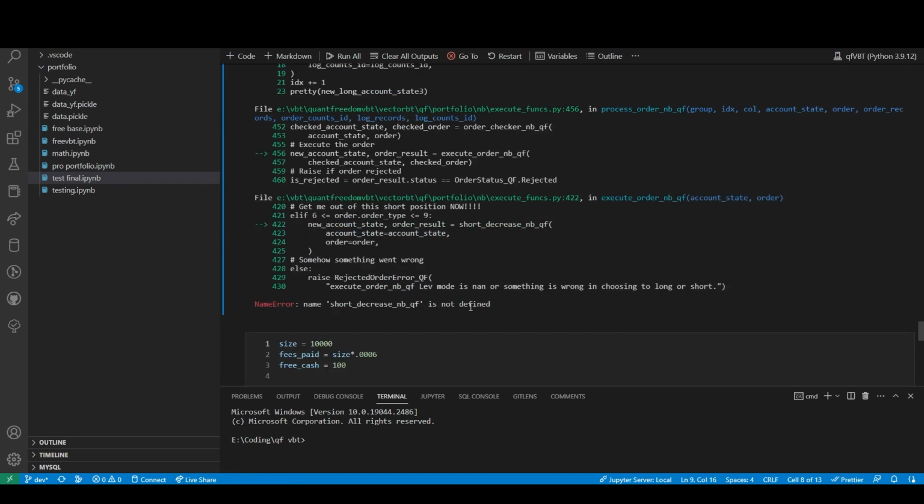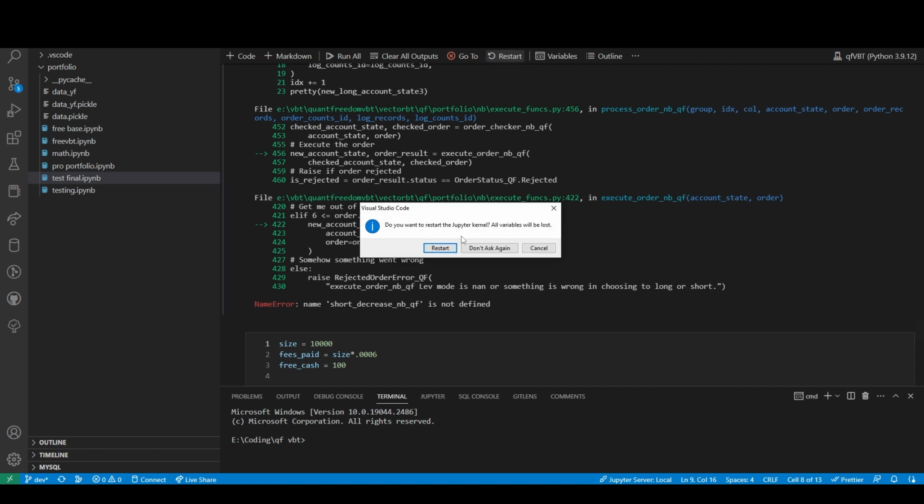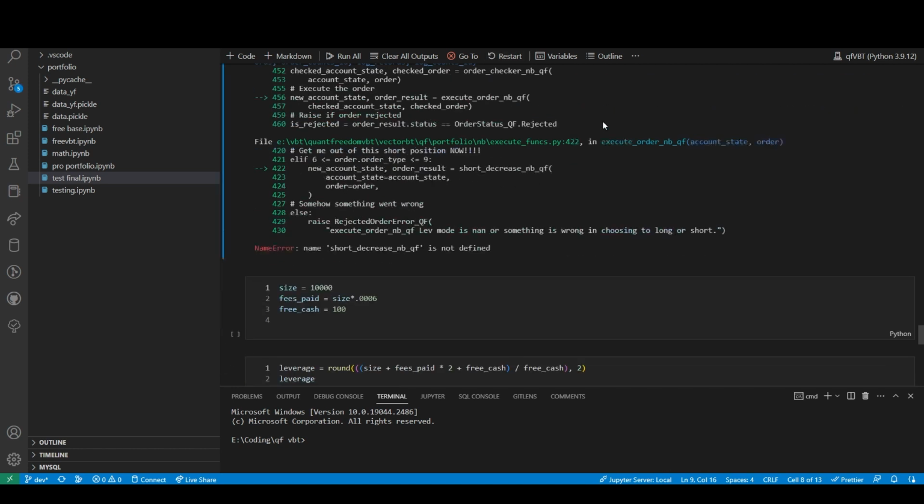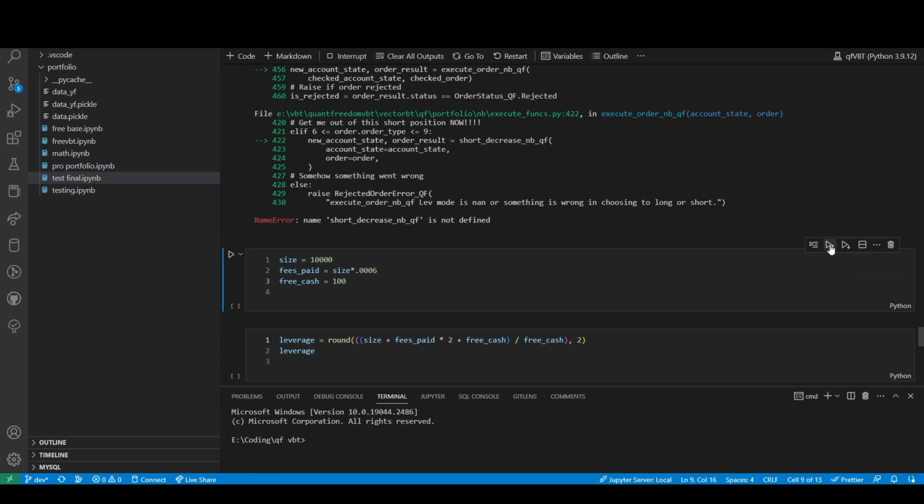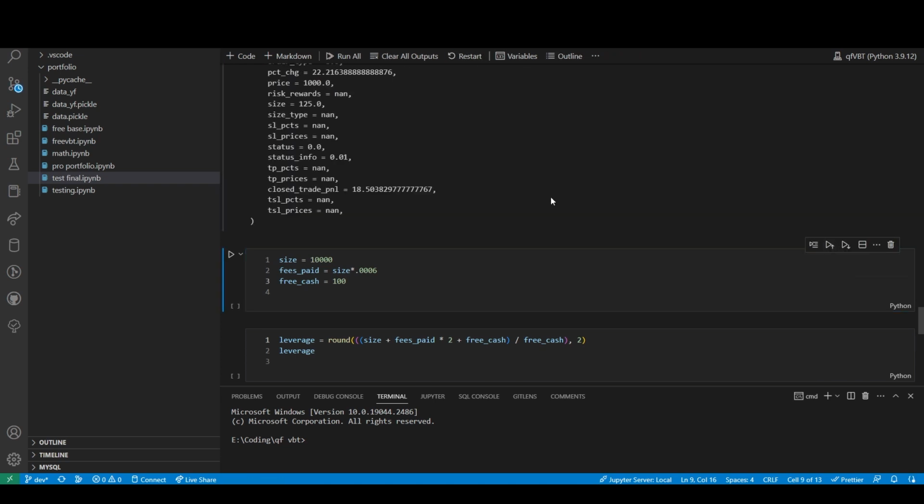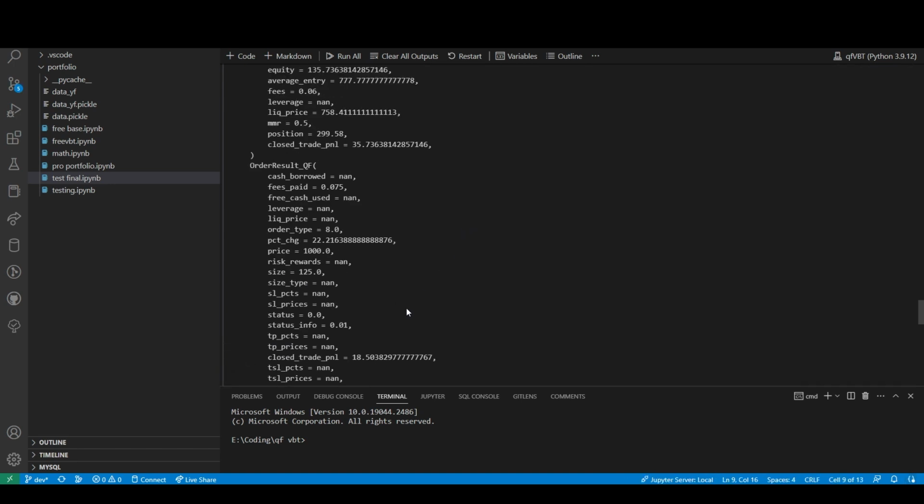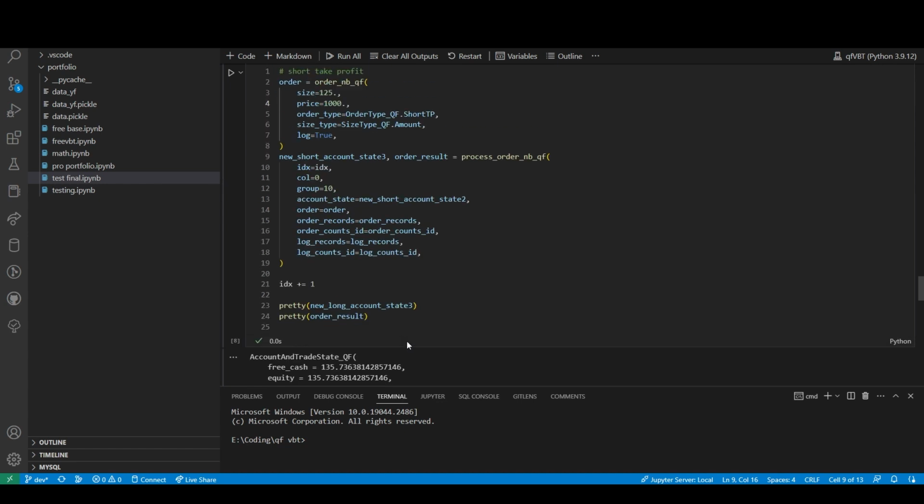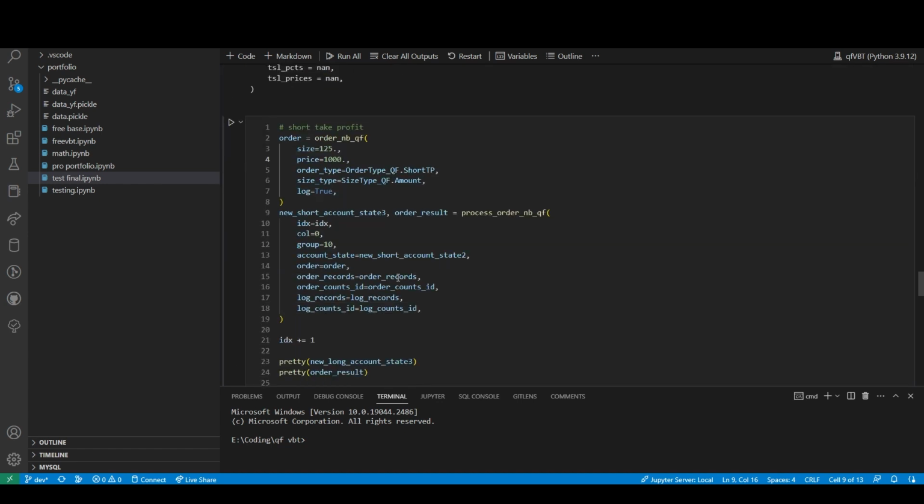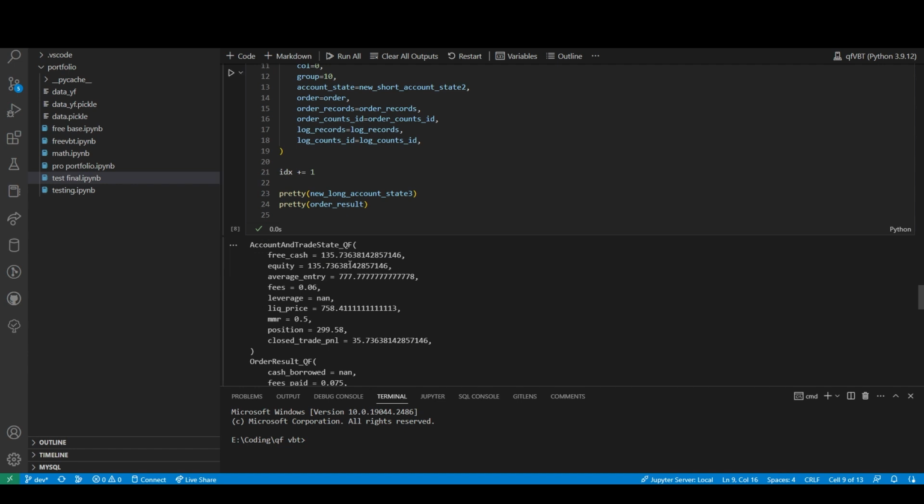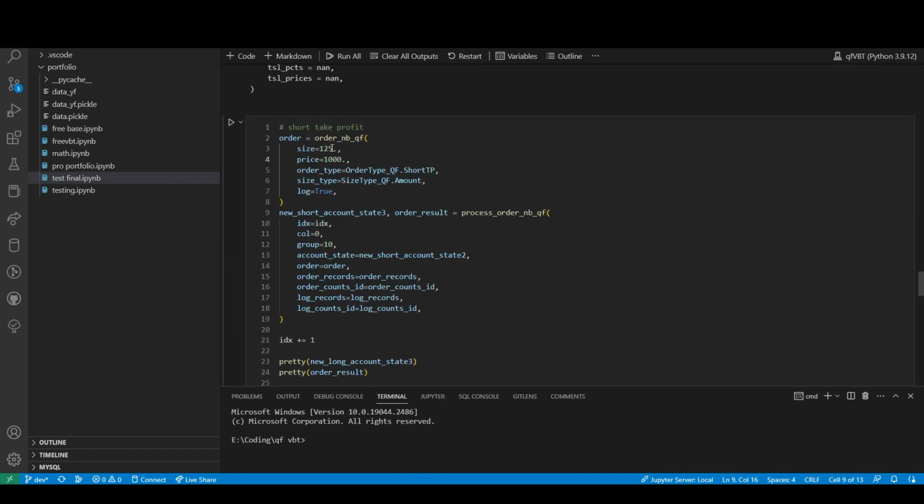Nope. Oh. Maybe I need to change the name to short. Short decrease. Okay. Close trade P&L. Wait, what? You make $35 on that? Is that really real?